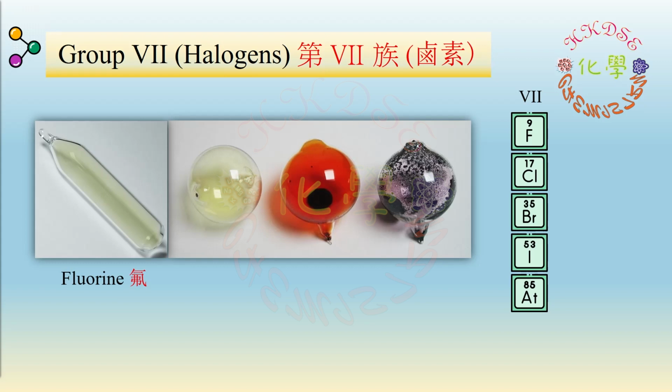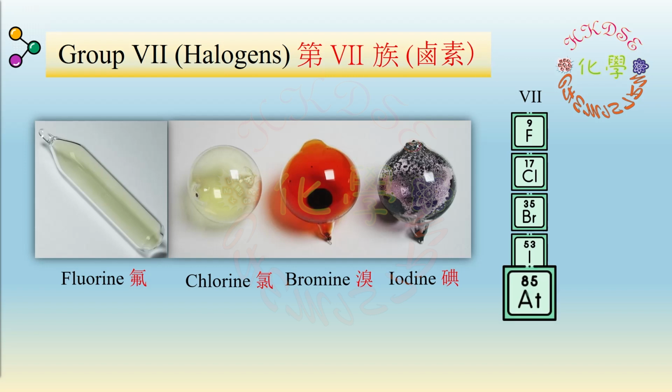Fluorine is a very pale green gas. Chlorine is a greenish-yellow gas. Bromine is a reddish-brown liquid. Iodine is a gray solid that sublimes to a purple vapor. Astatine is a black solid and radioactive. Moving down the group, the reactivity of the halogens decreases.